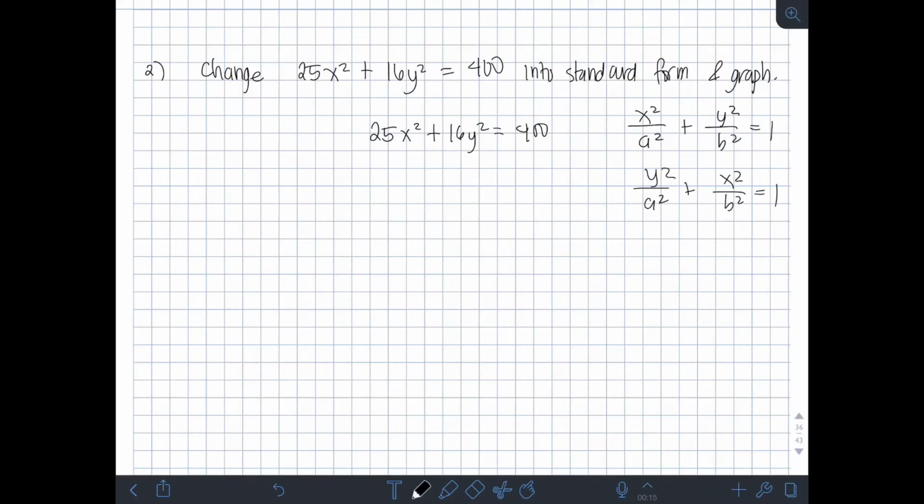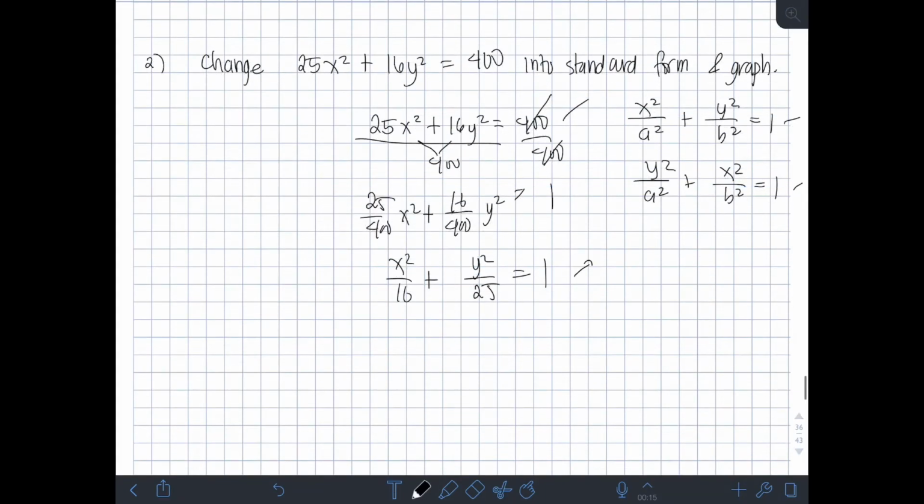So, para magawa yon, dapat 1 yung nandito sa right side. So, para maging 1 itong right side, divide natin both sides by 400. Okay? So, cancel na dito si 400, 1 na siya. So, distribute na lang natin tong 400. So, 25 over 400 x squared plus 16 over 400 y squared. So, ano yung 25 over 400? 16, right? So, x squared over 16 plus, ano naman yung 16 over 400? 1 over 25. So, y squared over 25 equals 1.